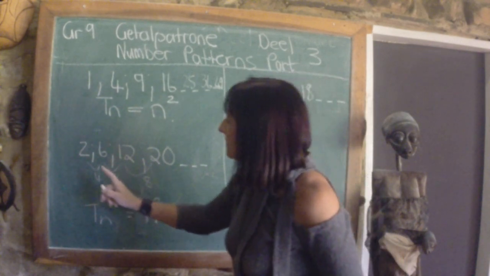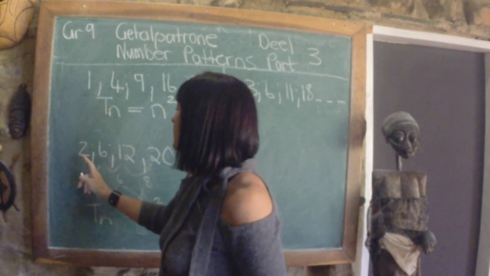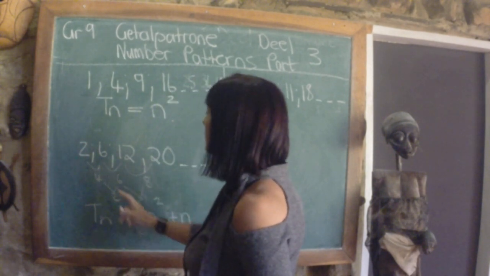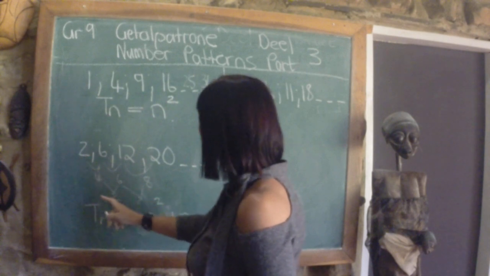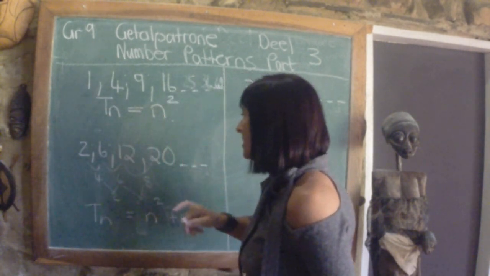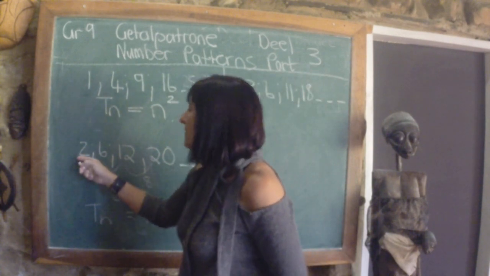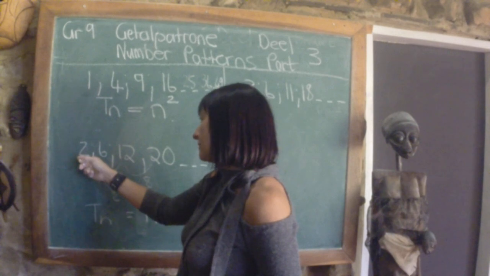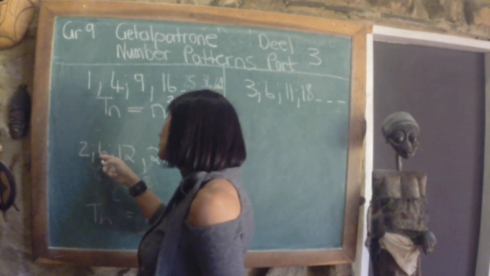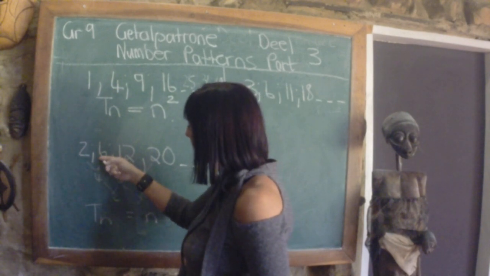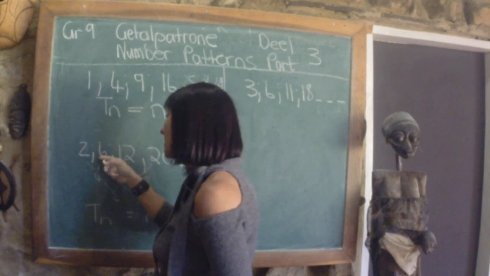Wanneer ek Tn dus n kwadraat gebruik en ek sê term 1 is 1 mal 1 is 1 en dis nie 1 nie, dan moet ek 'n ander plan maak om hierdie getalle te genereer. So if you look at this thing, if I've got 1 square, then I can add 1. But if I try to do it with the second term, it will not work, because 2 square plus 1 gives you 5, not 6.